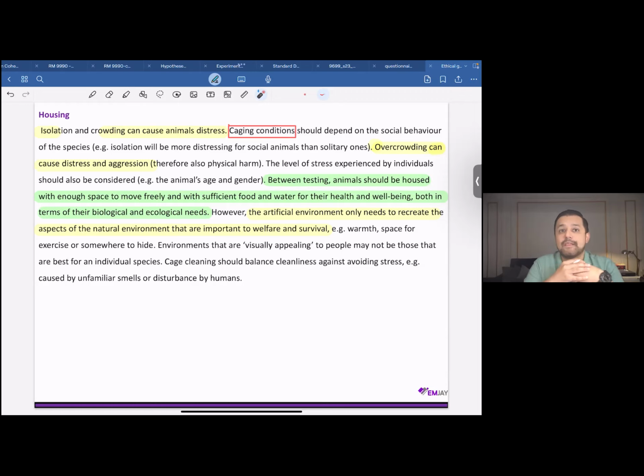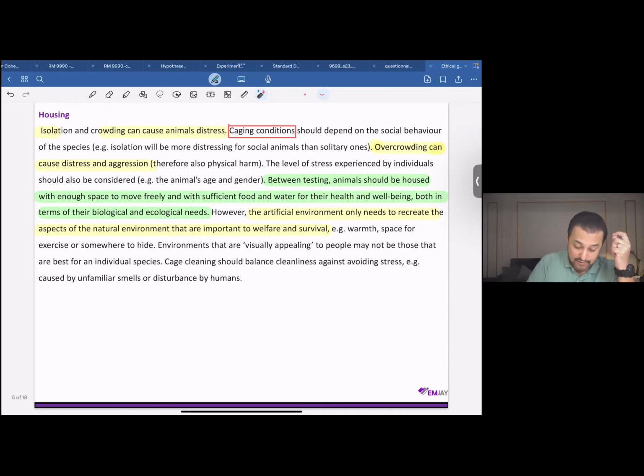Now, just because a cage seems fancy to you, you built that cage for the animal, and then you restrict the animal's movement to that particular cage. That might be something that's aesthetically appealing to you. You need to think about the animal here as well. Does it work for the animal? If it works for the animal, amazing. If it doesn't work for the animal, you had better give it another thought. Environments that are visually appealing to people may not be those that are best for an individual species. Cage cleaning should balance cleanliness against avoiding stress, for example, caused by unfamiliar smell or disturbance by humans.